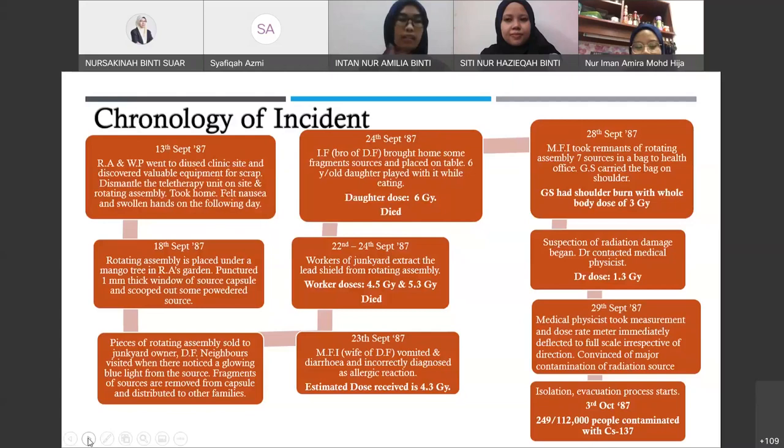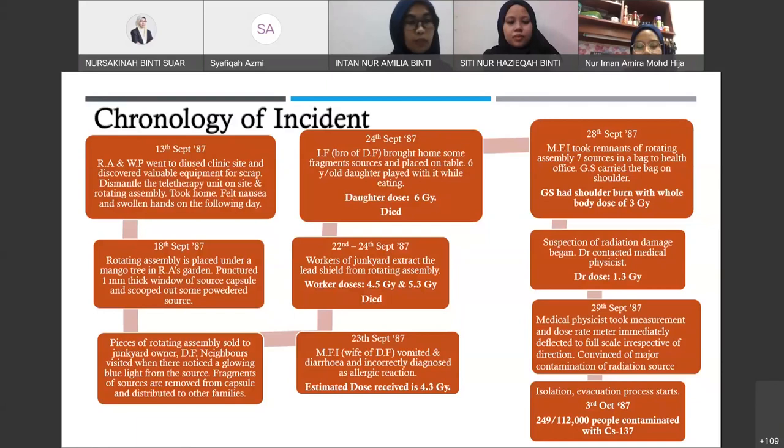On the 13th of September, Mr. Robert and his friend went to the disused clinic site and discovered the valuable equipment for scrap. He did not know anything, so he tried to dismantle the teletherapy unit on site and the rotating assembly. They even took home the unit itself on a wheelbarrow, and on the following day, both of them felt nausea and swollen hands on the following days.